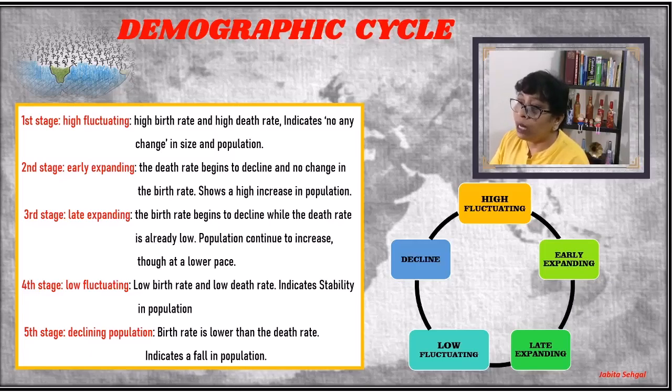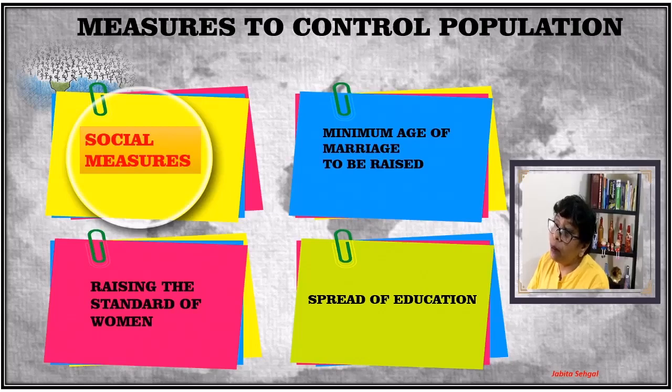And the fifth or the last stage is the declining population stage. In this stage, birth rate is lower than the death rate, and it indicates a fall in population. This brings a negative population growth. Now next we see the measures to control population. The population is increasing at an alarming rate in the world, and it needs to be stopped immediately. Some measures must be taken. Following ways can help to curb the population explosion.